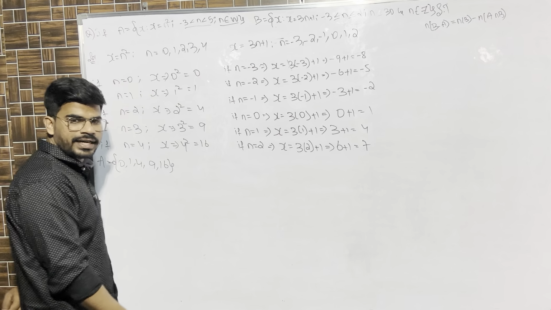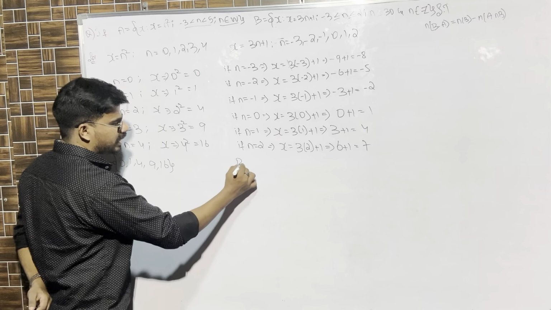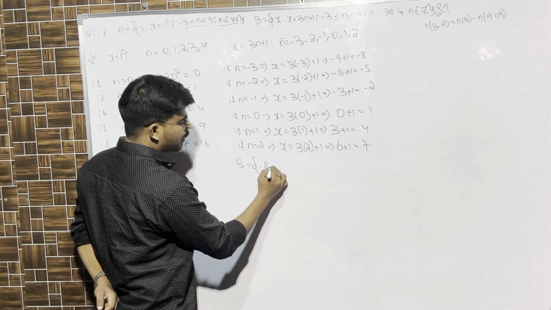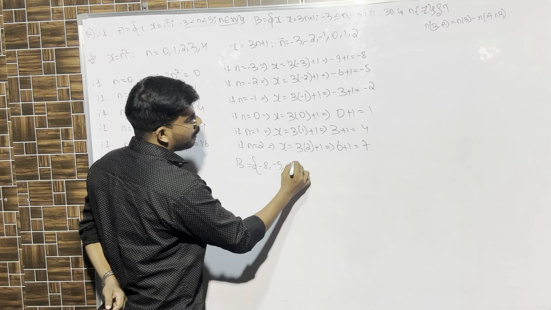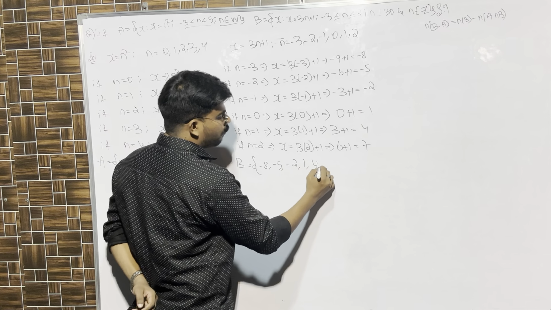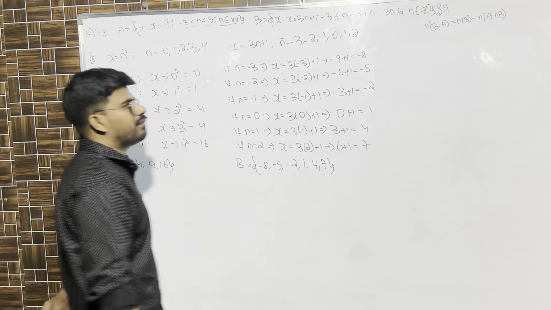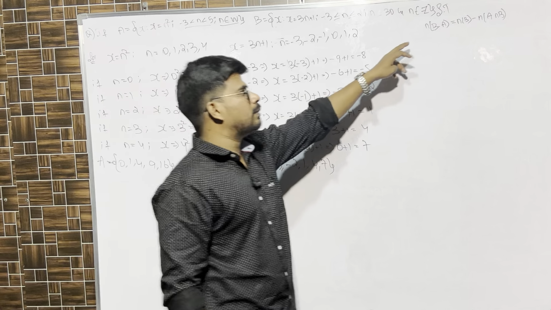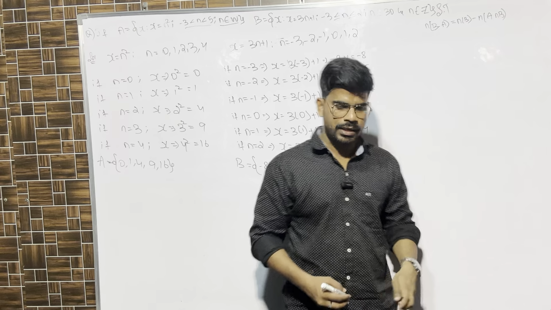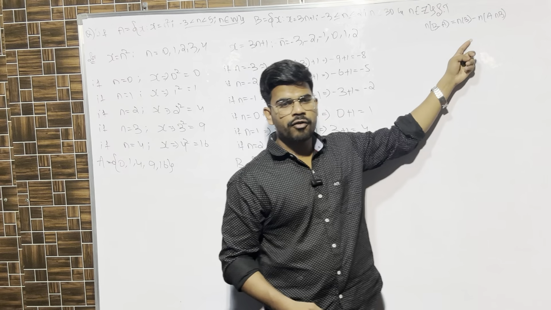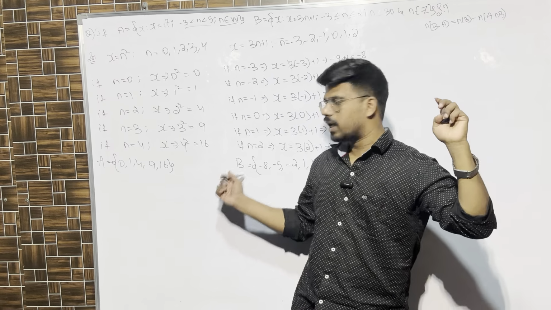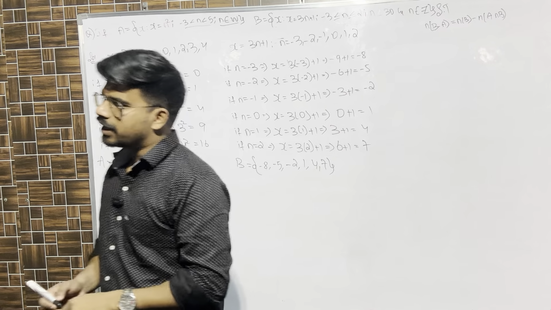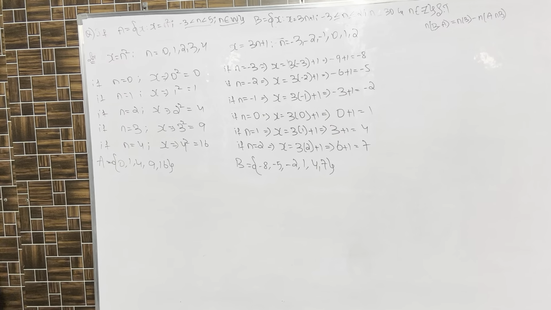Here we have set B. B is equal to minus 8, minus 5, minus 2, 1, 4, 7. Here we have A and B. We have to find the number of terms in B minus A. Let us first find B minus A, then we will find the number of terms in it. N of B, number of terms in B, we can directly calculate here. Number of terms in A intersection B: let us first do A intersection B and then find the number of terms in it.